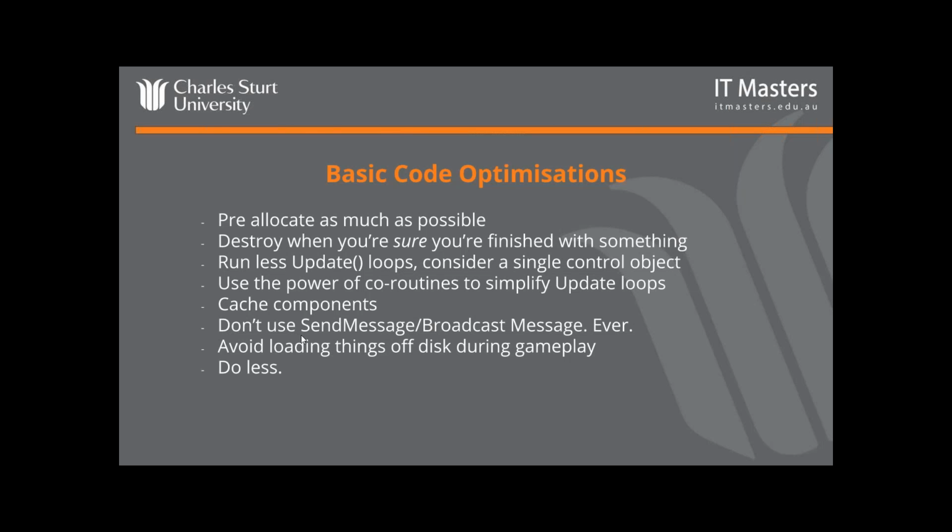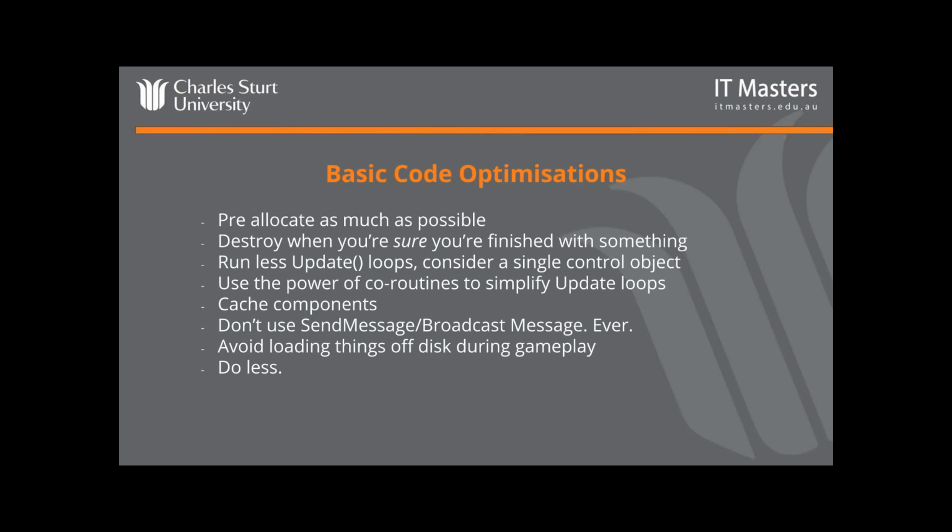Only destroy objects when you're sure you're finished with something, which comes back to object pooling. Sometimes you'll have a weapon that fires very quickly. You might fire 50 shots a second. When that bullet ends, you don't need to destroy it. You can just turn it off and then use it again once you fire another shot. And that's called object pooling.